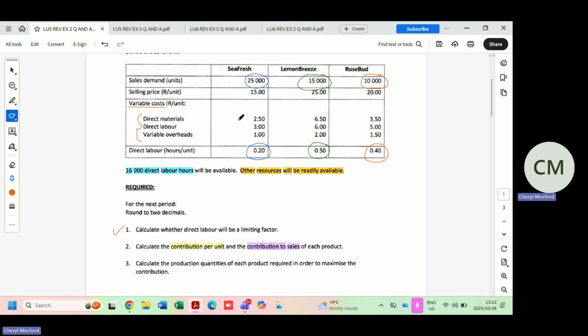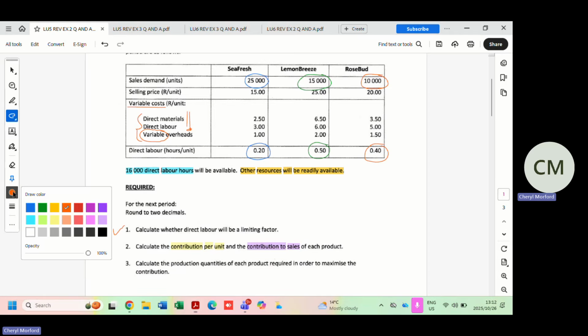If you haven't got the heading, don't only look here and see variable only comes next to the word overheads and only include that. Always direct material and direct labor must be included together with any variable overheads if there are. Should you come across any fixed overheads, you would know to leave those out. So I will just pick one of them here for you, and then you would just do the same for all of the others. Let's pick Sea Fresh.